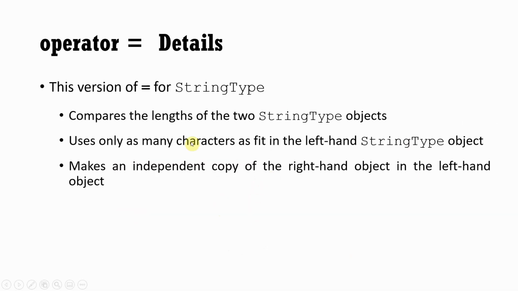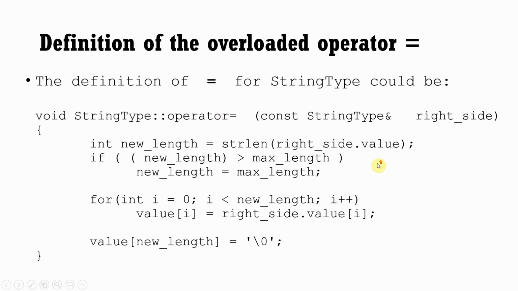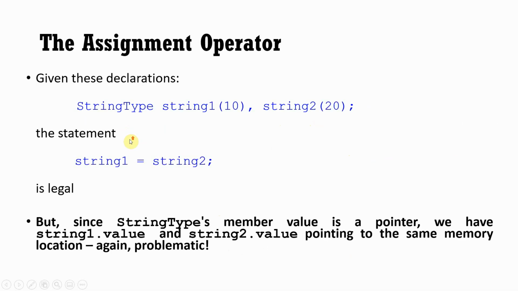So here the version that we saw compares the length of the two string type objects, and uses only as many characters as fit in the left hand side object, right? Let's say we say string 1 is equal to string 2, and both of these have pointers that point to an array. Now let's say that this array is smaller than this one, right?